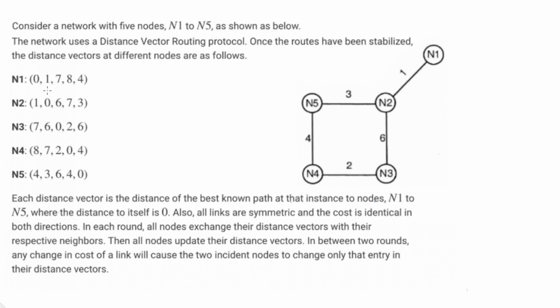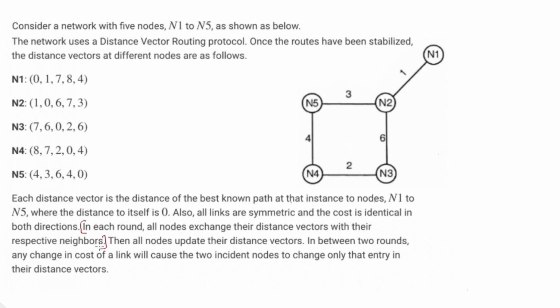Where the distance to itself is 0, also all links are symmetric and cost is identical in both the directions. In each round, all nodes exchange their distance vector with their respective neighbors. So read it carefully. They have defined something called a round. In each round, all nodes exchange their distance vector with their respective neighbors. So this is what a round is.